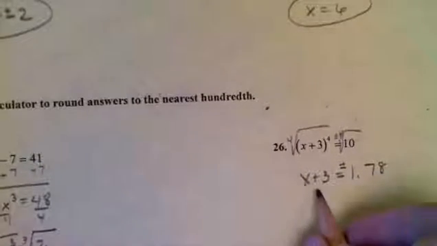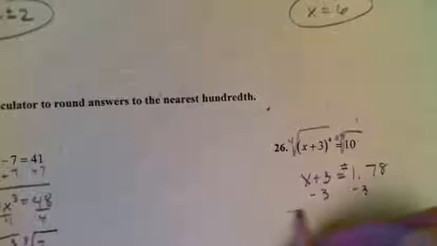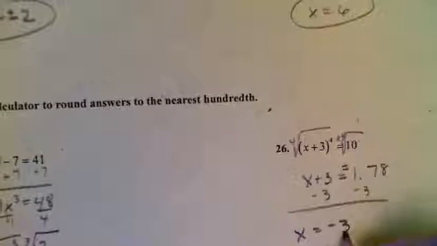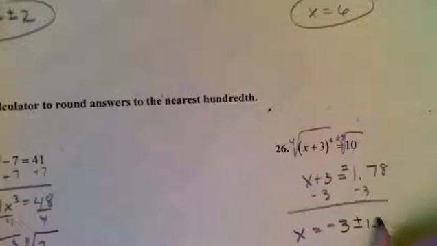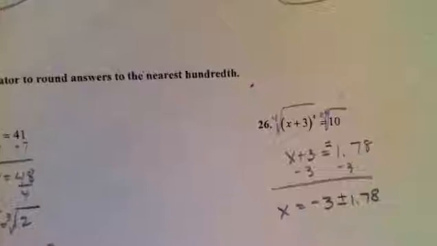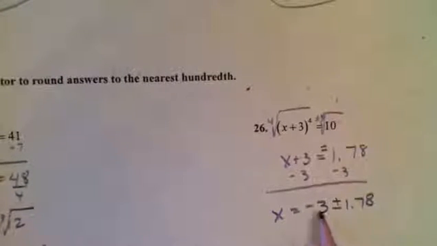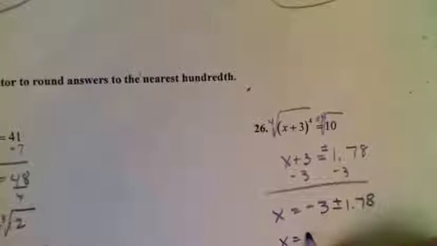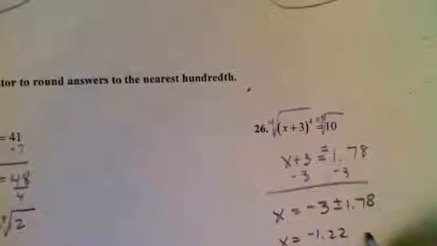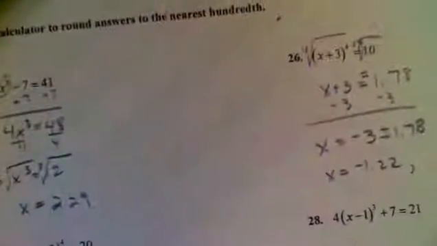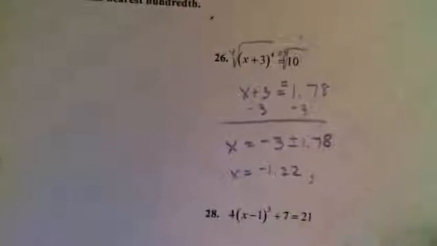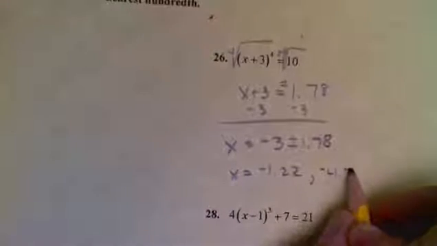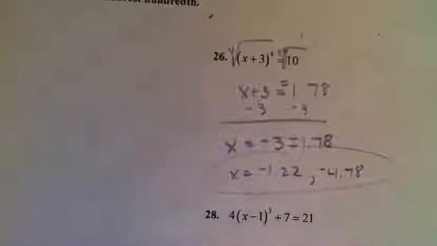So now again, I have two answers. I'm going to have to subtract a 3. So I have a -3 and a plus and a minus 1.78. Now just on your calculator, take -3 plus 1.78. I think you get like -1.22. And -3 minus 1.78, you should get -4.78. So both of those answers work.